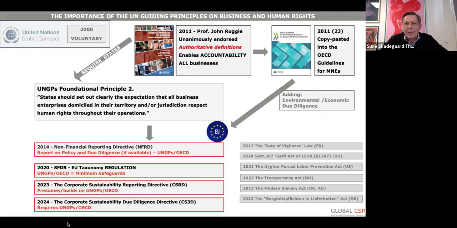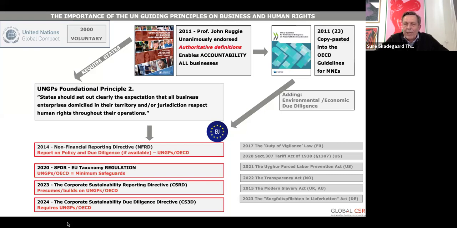Let's start from the very start. The guiding principles that came around in 2011 put forward for the first time in history the authoritative definitions when it comes to corporate respect for human rights, and they were unanimously endorsed in the UN. Hence, we would all know through Principle 2, that is directed at governments, that at some time in the future, regulation would come around to bring these authoritative definitions and concepts into play in various jurisdictions around the world.